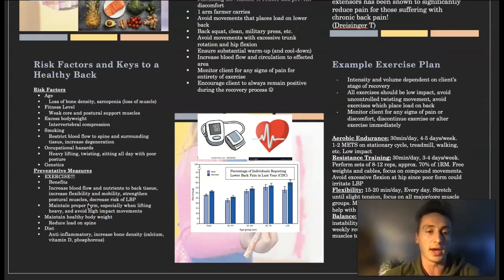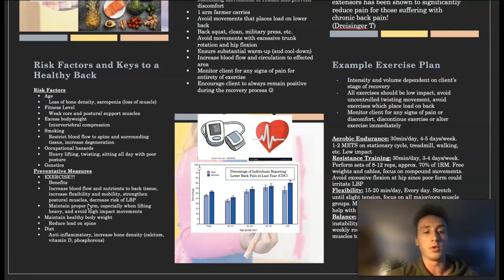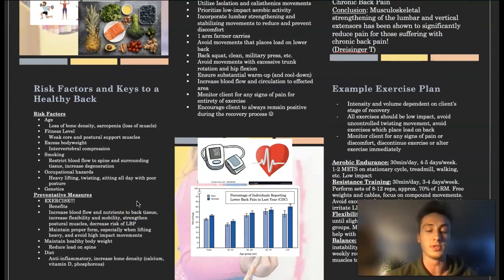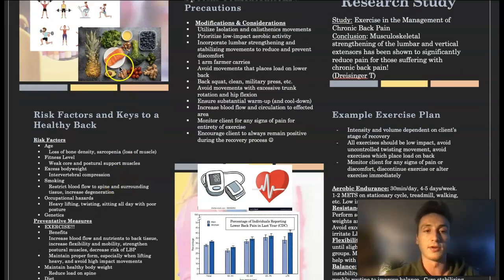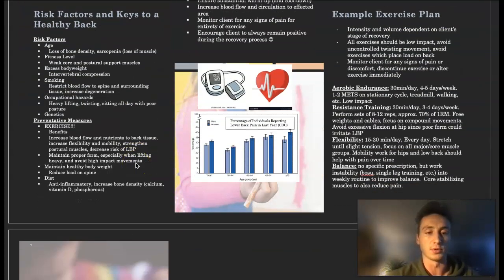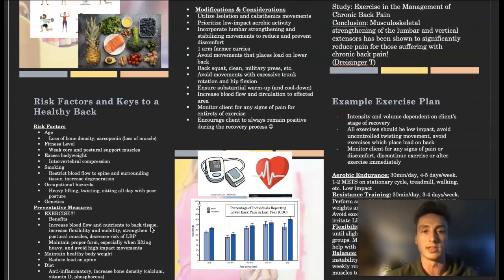And some keys to a healthy back. Exercise, of course, is going to be number one. When you exercise, you're going to increase the blood flow and nutrients to the back tissue. It's going to increase flexibility, increase mobility, strengthen those postural support muscles that I was talking about, which will all decrease your risk of low back pain. You want to maintain a healthy body weight, reduce the load on your spine. And in your diet, you want a lot of anti-inflammatory foods. You want to increase your bone density. So up here, you have salmon, blueberries, broccoli, pineapple. A lot of good fats, a lot of antioxidants, anti-inflammatories, calcium for that bone density.